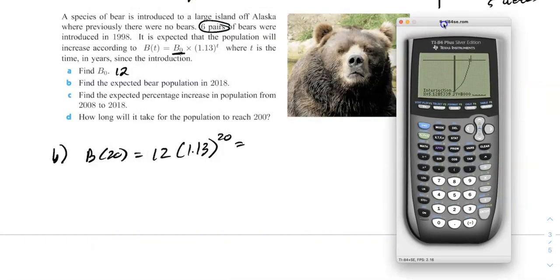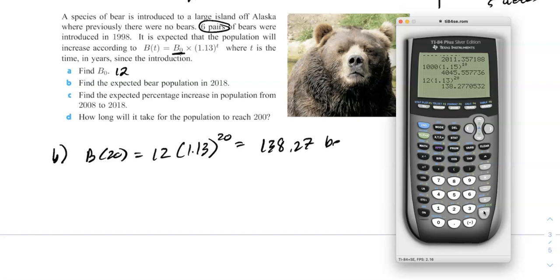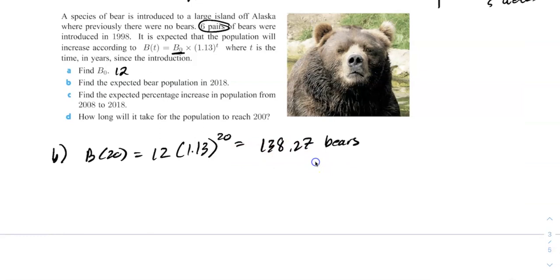So we're going to get 12 times 1.13 to the 20th power, and we get about 138.27 bears. So if I was rounding, probably 138 bears would be my expected population. We're talking about number of bears.